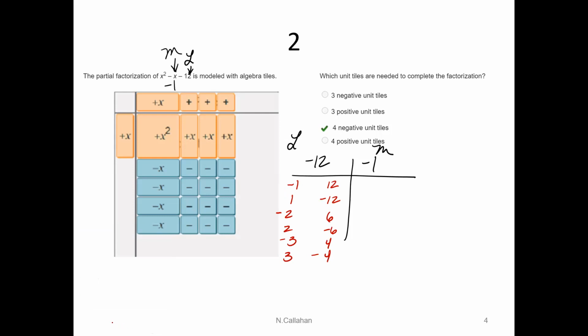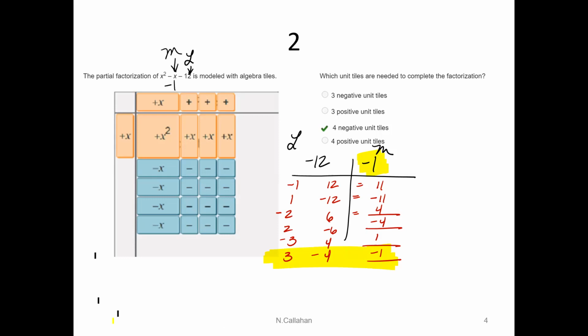So now what I want you guys to do is go ahead and add them. So -1 plus 12 is 11. 1 minus 12 is a -11. What's -2 plus 6? I want you guys to give me the rest of these answers here. So you guys add them out. You should have a 4, -4, 1, and -1. Which one of these matches the middle number here, you guys? Your middle number that you're trying to match is a -1. It looks like the last one here matches that.